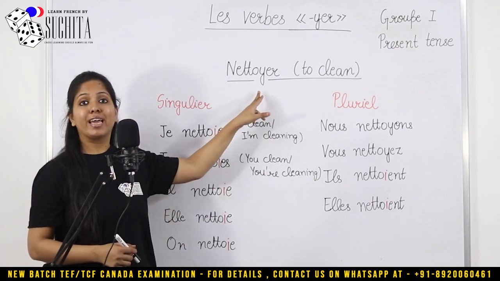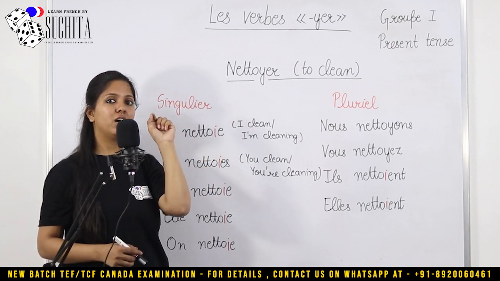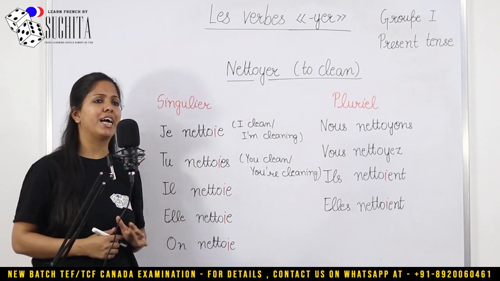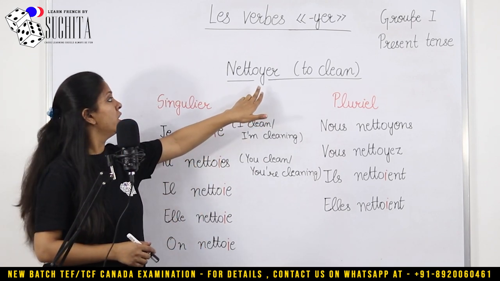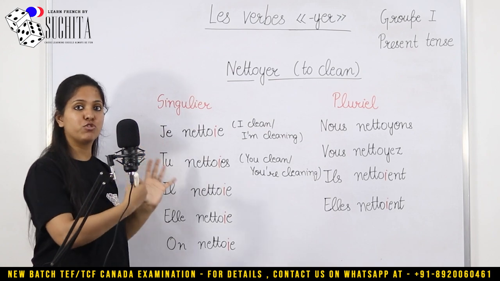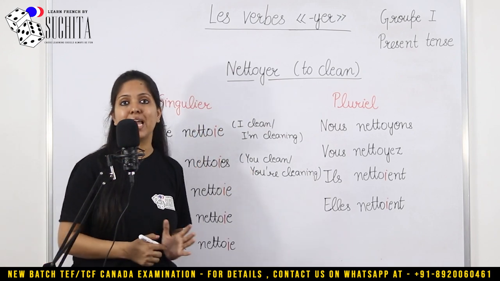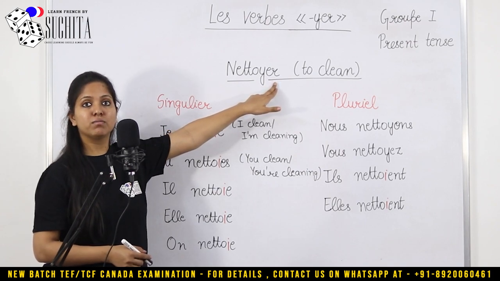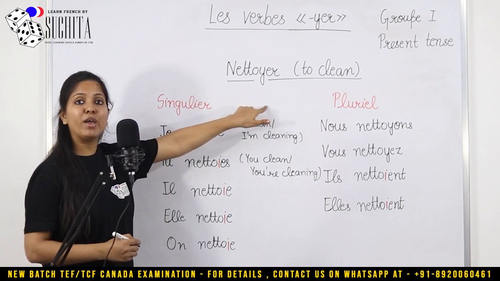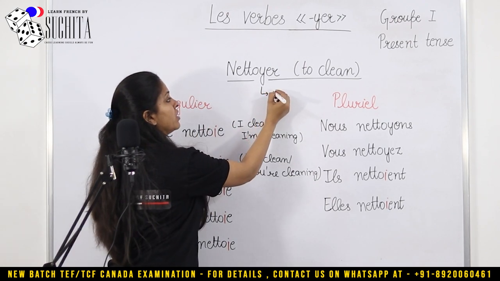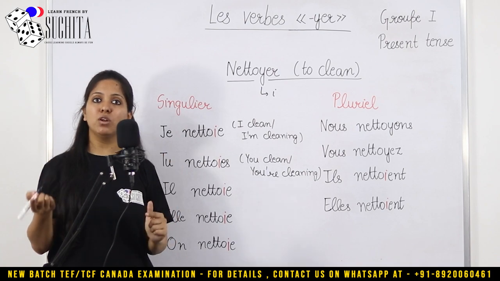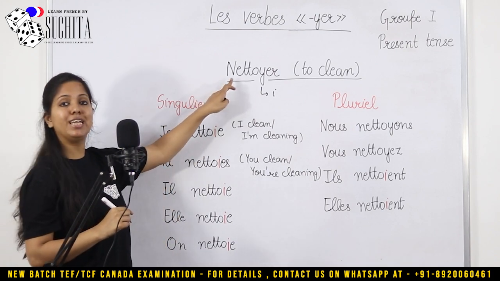Now again it is a YER verb, but here you will see a peculiar change in terms of pronunciation, which we'll see later. Again, you will divide your table into two parts. You will write all your subjects: je, tu, il, elle, on, nous, vous, il pluriel et elle pluriel. Now, you will cut ER. If you cut ER, you have NETTOY. This Y will change into I according to the rule, except for nous and vous. In case of nous and vous, this Y will remain Y.